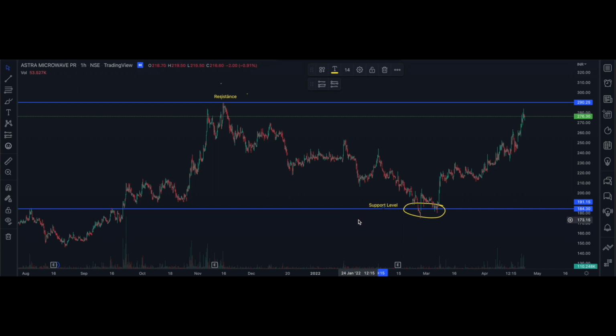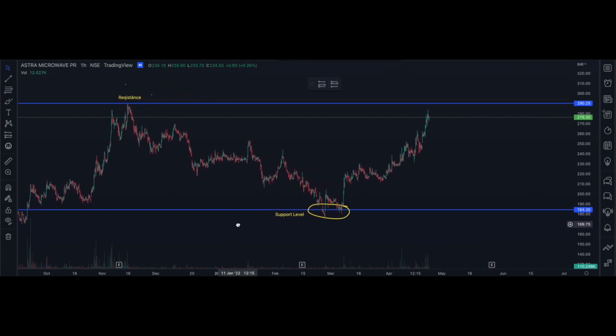Okay, so this is how we identify support and resistance. From the resistance level, when people think the stock is overvalued, they start pushing the stock price down. And when people think the stock is undervalued, they start buying at a certain level, and that level becomes the support level. Now let's see what happened after this.